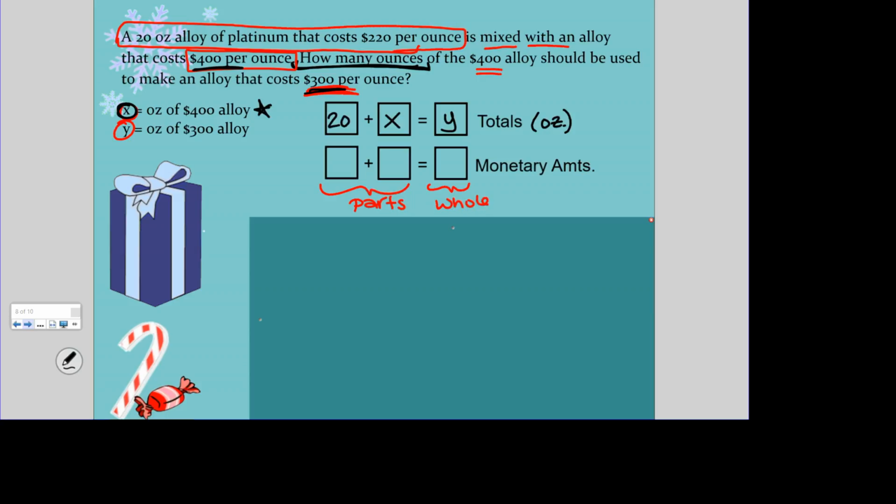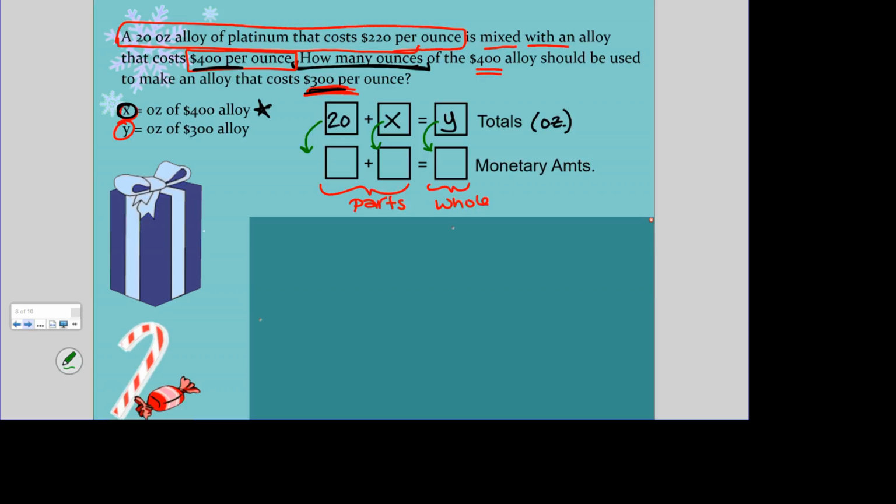Everything in our totals equation has a unit of ounces. The difference is that the actual total is the piece we're looking for. We were given one of the parts we are mixing, and we know that from that first sentence where it tells us we are mixing it with the $400 per ounce alloy. From here, we should still be able to follow that similar structure where we keep each piece the same in our new equation, but multiply it by its monetary amount.